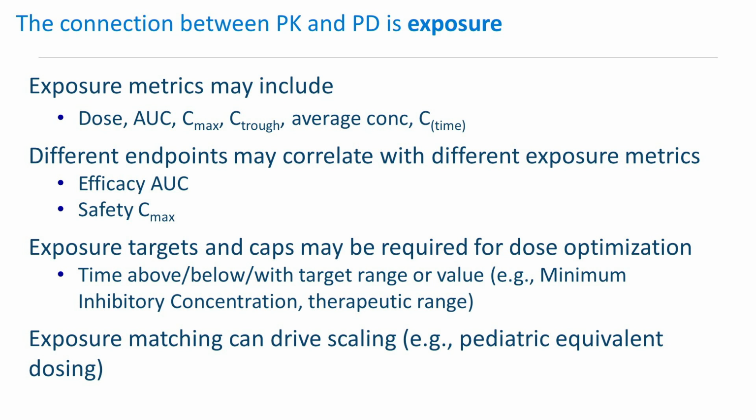And exposure matching is very important when you're doing things like driving scaling. So we often will calculate a pediatric equivalent dose, i.e. we calculate the dose that is required to get the same exposure in a pediatric patient as what we saw in adults. And that's often our first step on optimizing pediatric dosing.